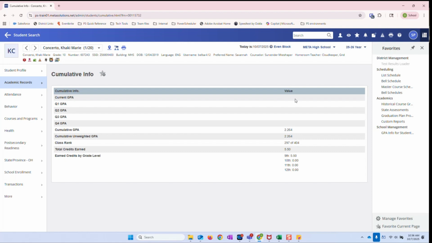Current GPA, again, she doesn't have any grades, and she doesn't have any grades in any of the quarters currently. So when we refresh the data in our train environment, probably next month, we will see some different results here. It'll pull in some grades for her when we refresh this train database, and she would have a current GPA as well as a Q1, cumulative GPA most likely from her stored grades. So that's why we're not seeing anything up here. Her cumulative GPA is showing, her cumulative unweighted.